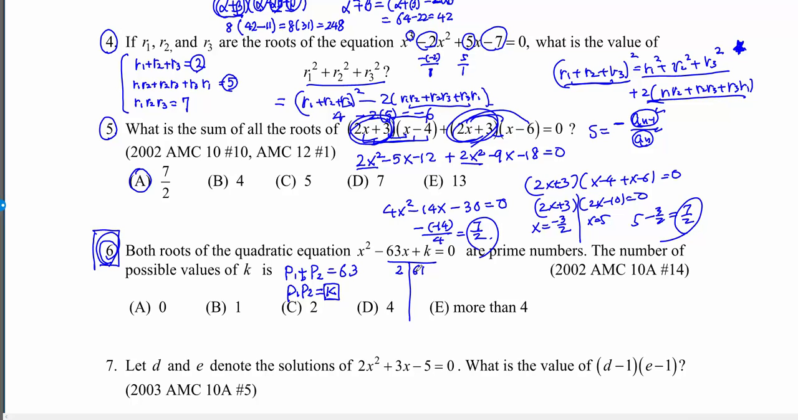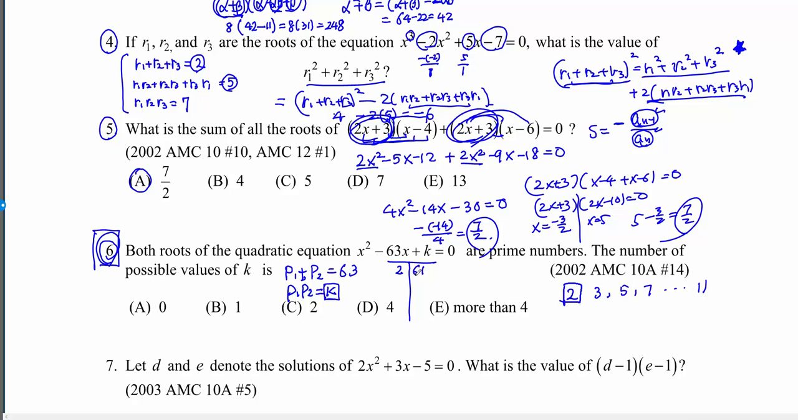Now find out the other prime numbers. Can you find any? 3 doesn't work. 5 doesn't work either. I think it's just 2 and 61, that's enough. Because only 2 is an even prime number. All the other primes are odd prime numbers.